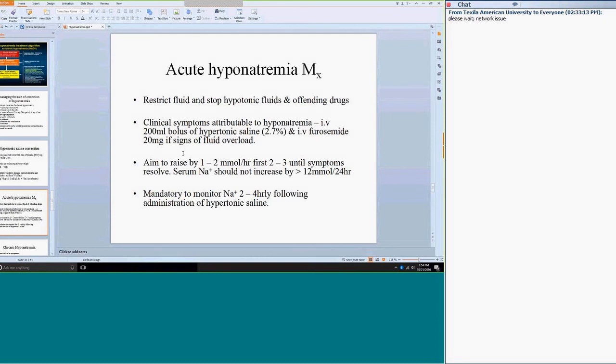So, if someone is acutely hyponatremic and has severe neurological symptoms, especially seizures, you can give a 200 ml bolus of hypertonic saline, followed by an infusion rate as I described in the last slide. Raise the sodium by 1 to 2 millimoles until the symptoms resolve, and aim for sodium not to be corrected by more than the limit over 24 hours. Monitoring and managing this patient in ICU would be a good idea.